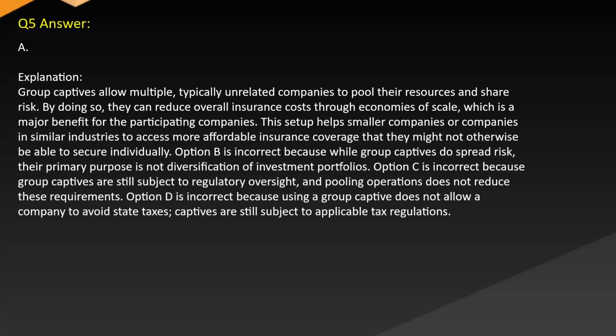Option B is incorrect because while group captives do spread risk, their primary purpose is not diversification of investment portfolios. Option C is incorrect because group captives are still subject to regulatory oversight, and pooling operations does not reduce these requirements. Option D is incorrect because using a group captive does not allow a company to avoid state taxes, as captives are still subject to applicable tax regulations.